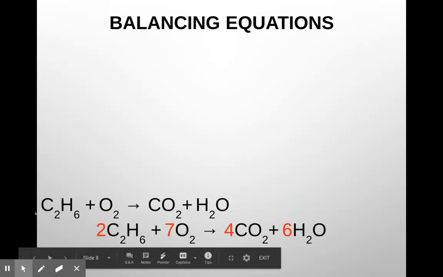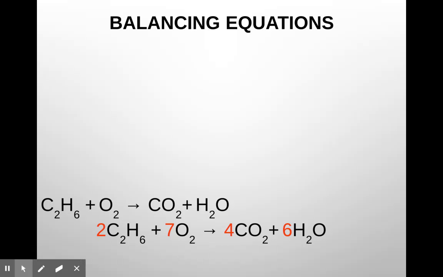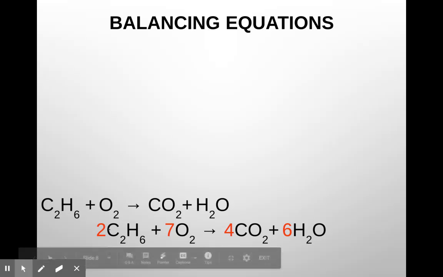And the next one: we have C2H6 plus O2. After the reaction would be CO2 plus H2O. We would have to put a 2 in front of the C2H6 and a 4 in front of the CO2 to make it 4 carbons. So that's equal. We have 12 hydrogens on this side. Multiplying this by 6, we have 12 on this side. Adding a coefficient to the O2 here, that would make it 14. 4 times 2 is 8, 6 times 1 is 6. So 8 plus 6 is 14. So that would be equaled out.